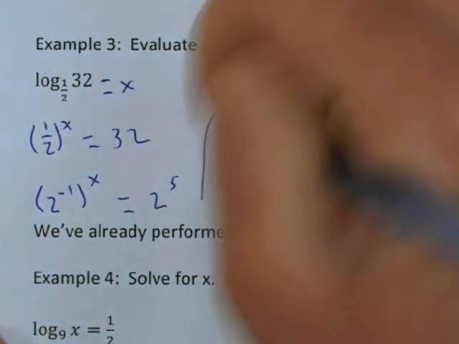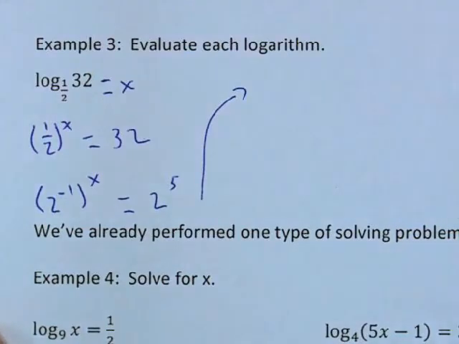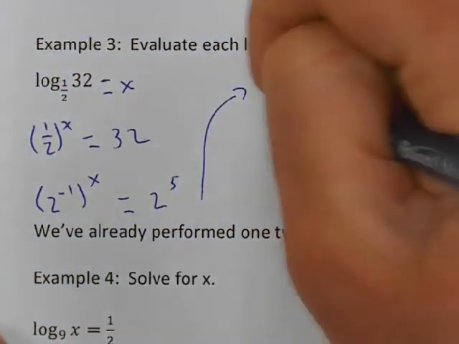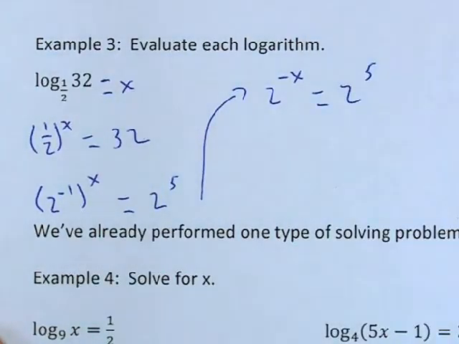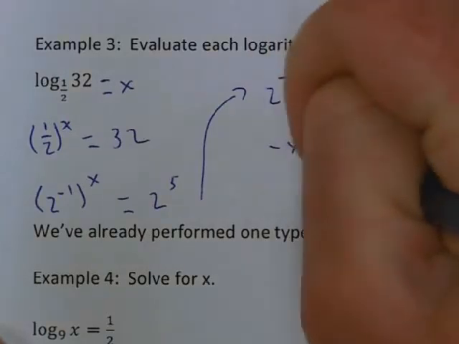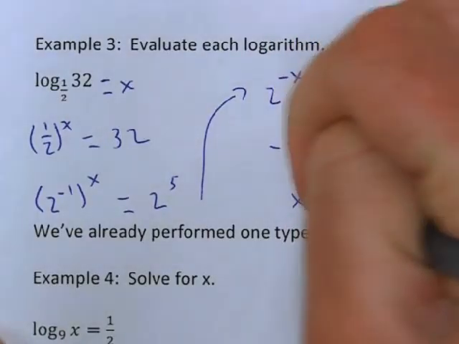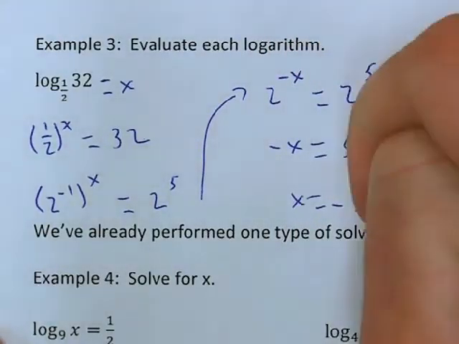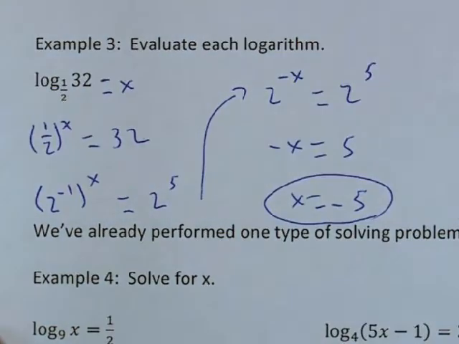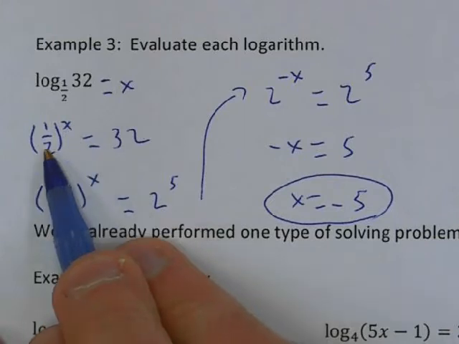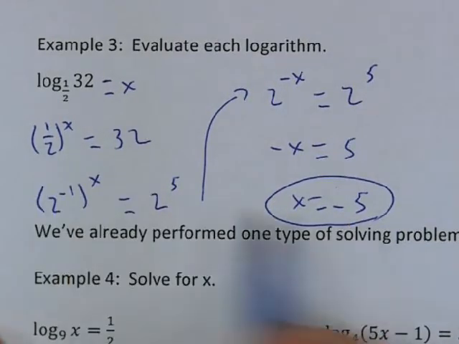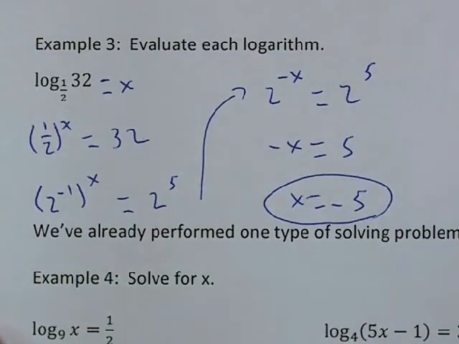Okay, we'll go up here where we have a little bit more space. And then let's say I multiply these, so I get 2 to the negative x equals 2 to the 5th. And then now I can set my exponents equal to each other. Negative x equals 5, so x equals negative 5. Okay, and again, plug it in and check. If I plug in negative 5 here, yeah, I would flip it to make it a 2, and then raise it to the 5th power, which would give me 32. So we know it's correct.